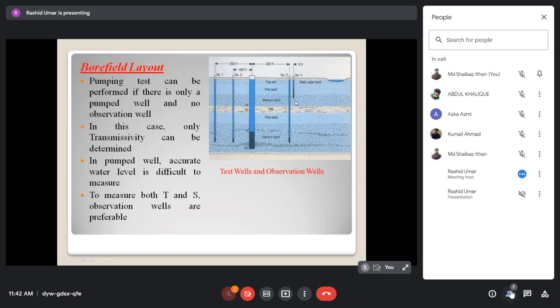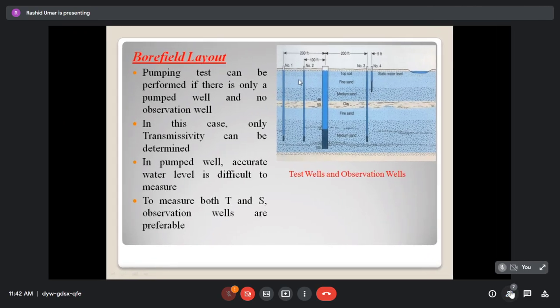So these are the wells and these are the distances we are after. What is your opinion: if we are pumping, where will be the maximum drawdown? Because of pumping, where will be the maximum drawdown?